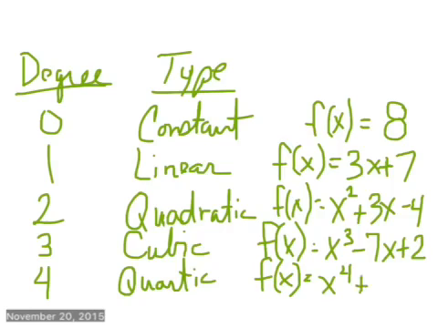x to the fourth plus 4x squared minus 8, or something like that, as an example. Again, in order to classify it, all we're looking at is what's the highest exponent. Okay?